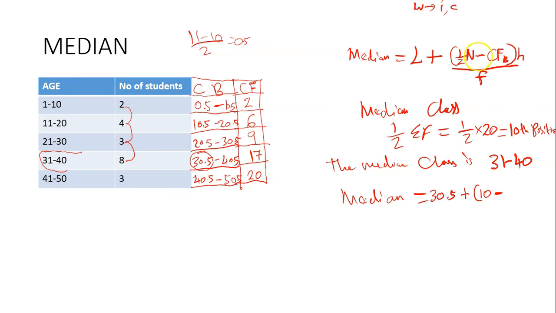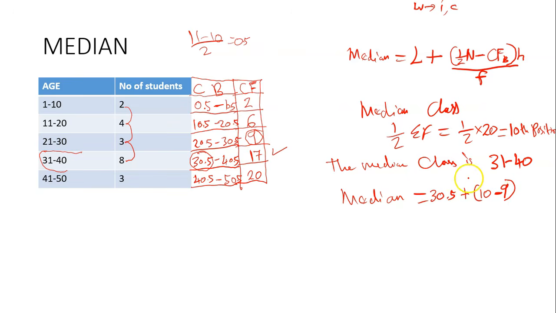So, but this CFB means the cumulative frequency of the class that comes before the median class. Where is the median class? Is this not the median class? So which cumulative frequency comes before the median class? It is this particular one. So you substitute it there. 9.